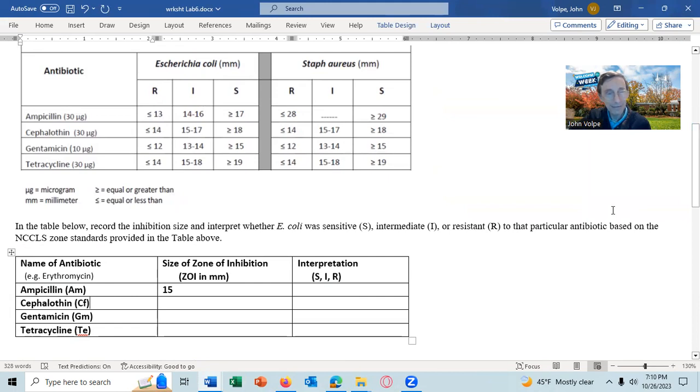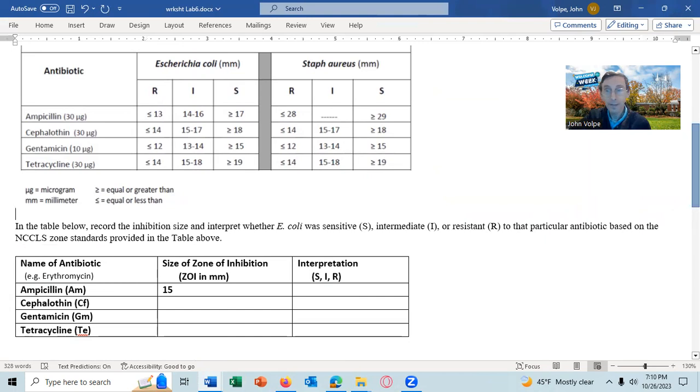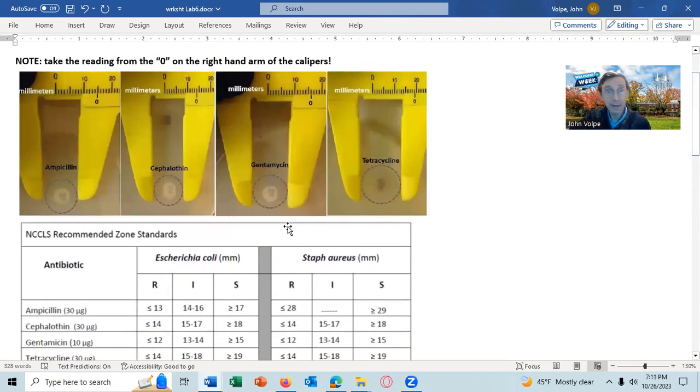Sorry, I'm having trouble with that one. Cephalothin and gentamicin and tetracycline. And once again, we have the calipers having the measurement. Remember to measure that from 0 to 0. And so this 0 right there, you can see it there. And then 0 to 0, you can see it here. And then 0 to 0, you can see it there.